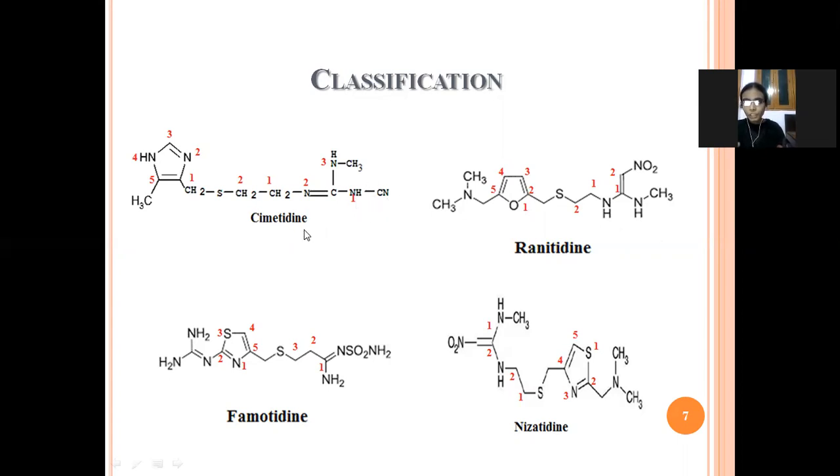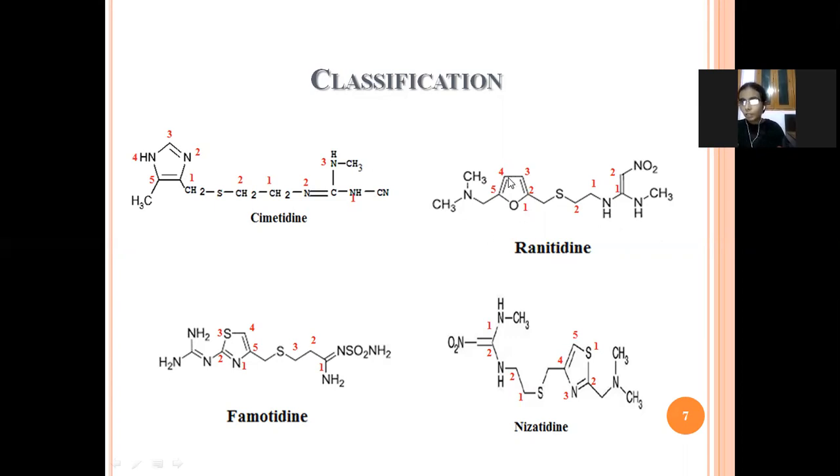See here in the cimetidine structure, this is the imidazole. In the fifth position is a methyl, and in the first position a methyl group and sulfur, ethyl, and guanidine with cyanide are present. Next structure is ranitidine.